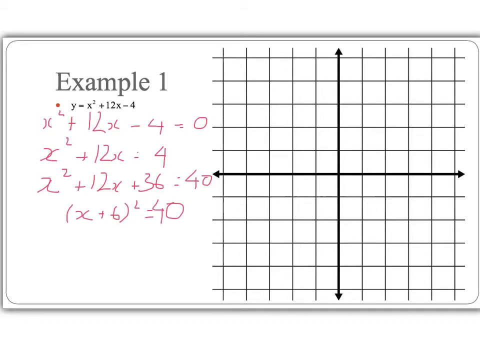Right, now remember, turning point form is y equals a(x minus b) squared plus c. So we need to move the number over here to the other side. So this equation will finally become (x plus 6) squared minus 40 equals 0. Now before we go ahead and put this information on our Cartesian plane, let's move to the next slide and have a look at where our x and y intercepts are going to be.